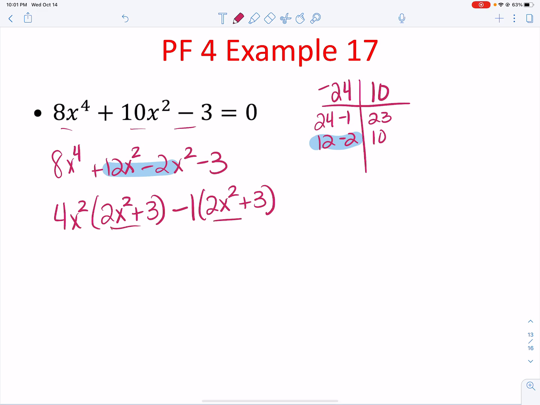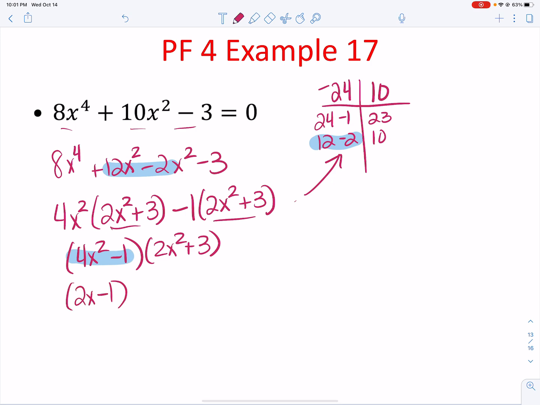So now I know this was going to work because I had a match. So this would be 4x squared minus 1 and 2x squared plus 3. This one is still factorable. 2x minus 1, 2x plus 1, and then 2x squared plus 3.